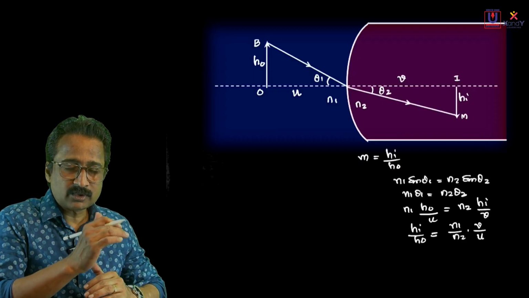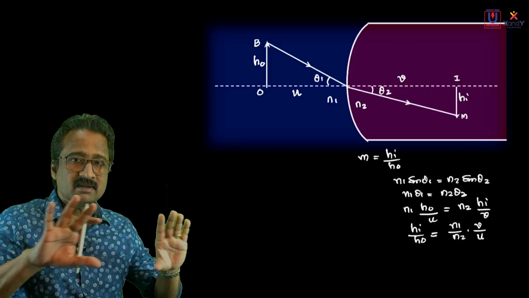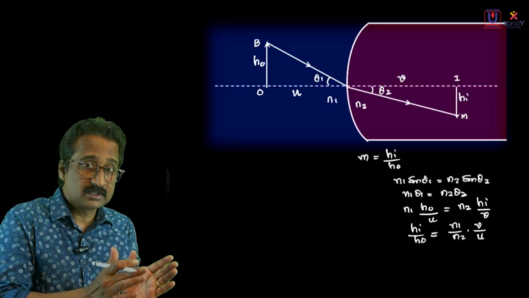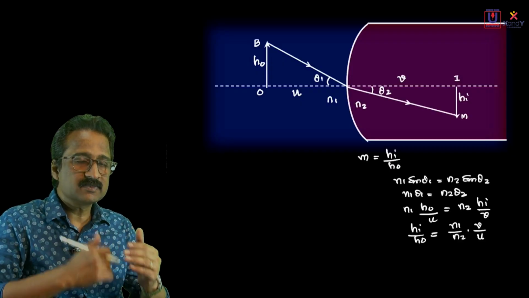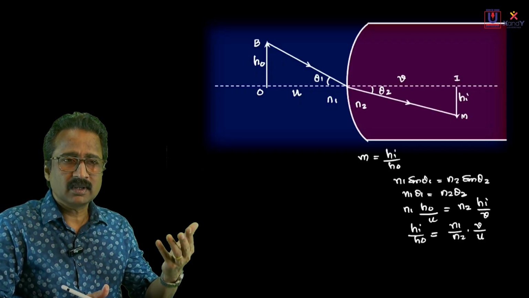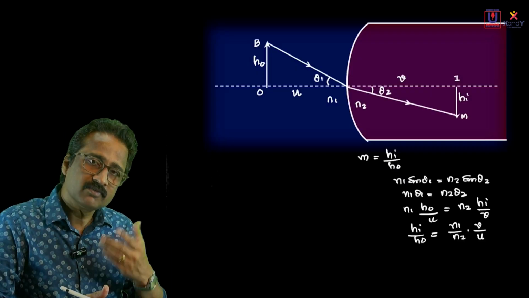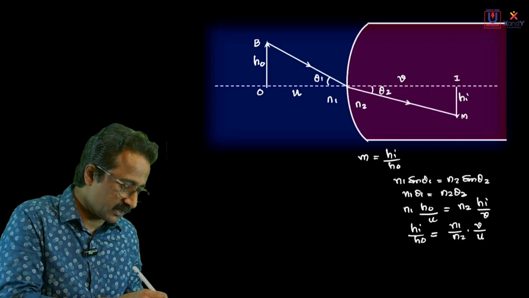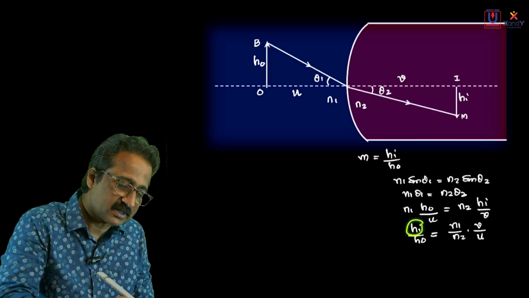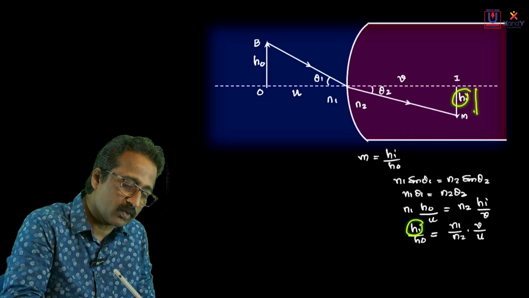Now, before we come to a final equation, we must put in sign conventions to make it a standard equation, because if you're going to use this equation in all cases, then it must be suitable for all cases. So we apply a sign convention here. According to the new Cartesian sign convention, look at this: HI is taken as a downward measurement.